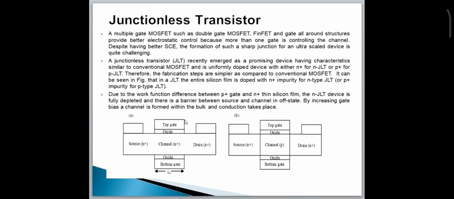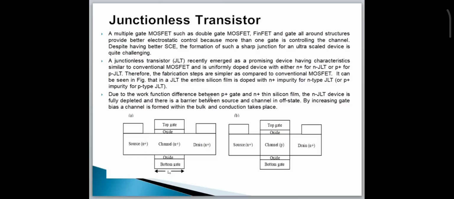In case of a junctionless transistor, the gate work function has a high value. The high value of gate work function will deplete the N plus doped device into P plus in the channel area. A work function having a value around 5 electron volt is required to change the N plus doped channel layer into a P plus. Due to the work function difference between the P plus gate and the N plus thin silicon film, the N-type GLT is fully depleted and a barrier is created between the source and the channel junction in off state.